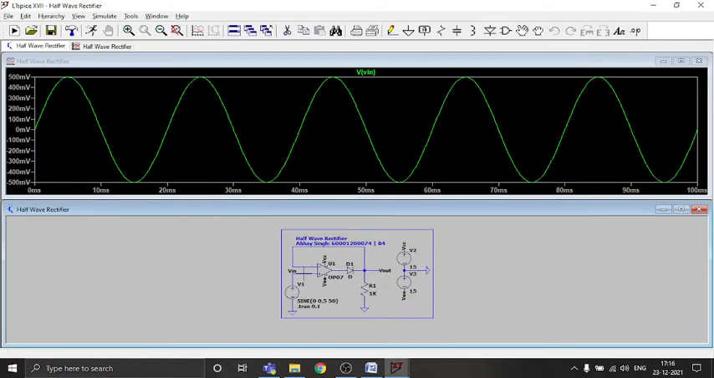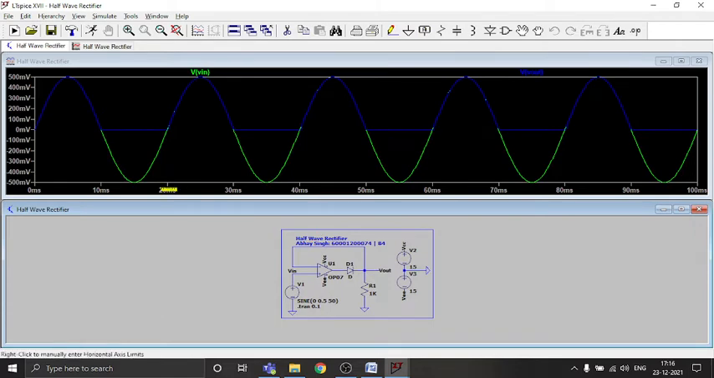I will give the probe to Vin and Vout. You can see at the output it is only passing the positive half cycle, and for the next cycle it is 0, then again a positive cycle, then again 0, because while diode D1 is on, it is perfectly giving the output, and the next time diode D1 is off, so it is giving 0 for that time. Then again D1 is on, giving the positive half cycle, then off again, and the process continues.